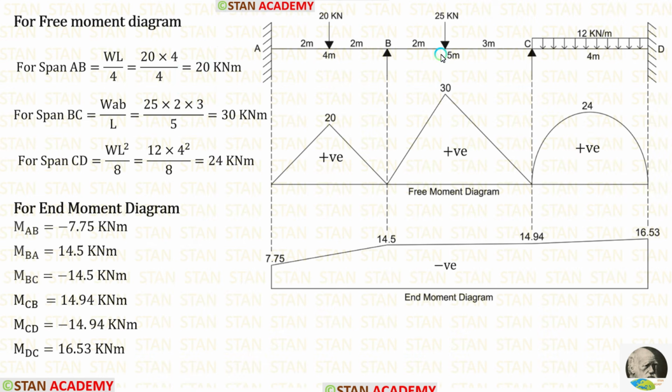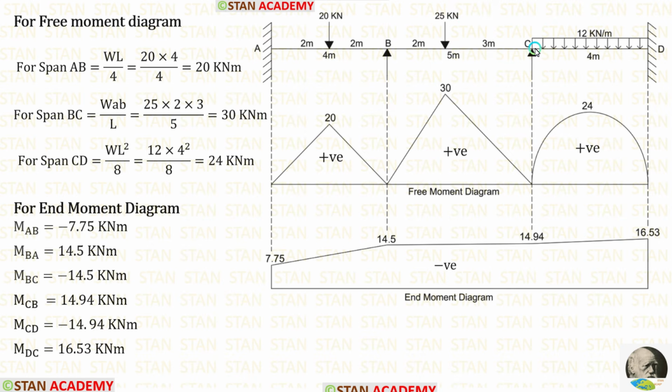In a simply supported beam, if the point load is not acting on the center, the formula to calculate the maximum bending moment is WAB/L. Here W is 25, A is 2, B is 3, L is 5. When we apply it in the formula, we get 30 kN-m.